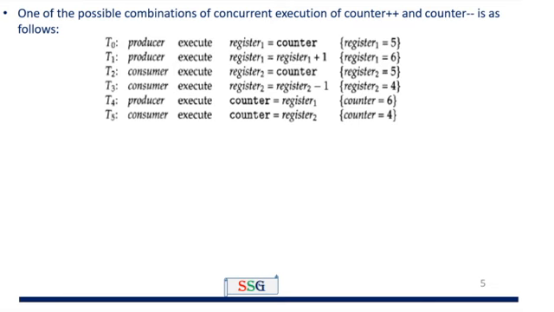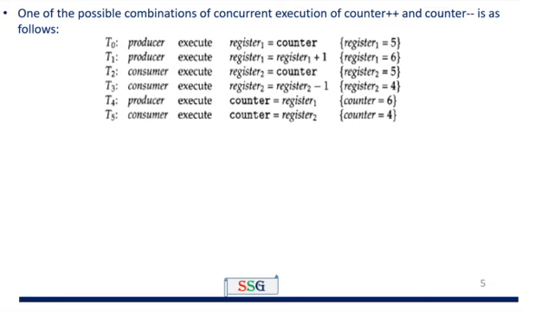Here the producer executes the last statement, counter equal to register 1. Register 1 value is already 6, so 6 is assigned to the counter. Next, the processor jumps from thread 1 to thread 2. Again the consumer executes the last statement, counter equal to register 2. Now the register 2 value equal to 4, so the final value is 4.